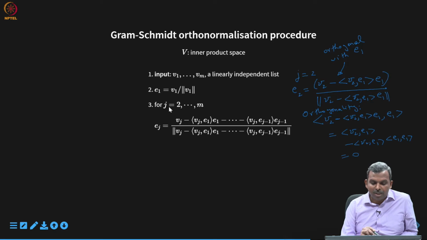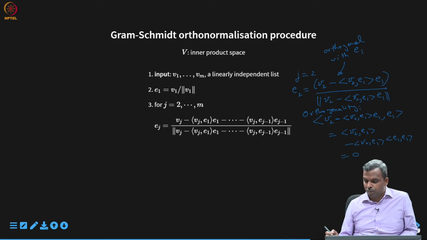Now, what do you do for an arbitrary j? You take Vj and subtract the inner product of Vj with E1 times E1, minus the inner product of Vj with E2 times E2, and so on till Vj, Ej minus 1 times Ej minus 1, and then divide by its norm. Every step keeps giving you normalized vectors of norm 1, and at the same time all of them are orthogonal to each other. That is the nice little result. There is nothing more to prove here. It is a very simple process and you can take any set of vectors and try it out.